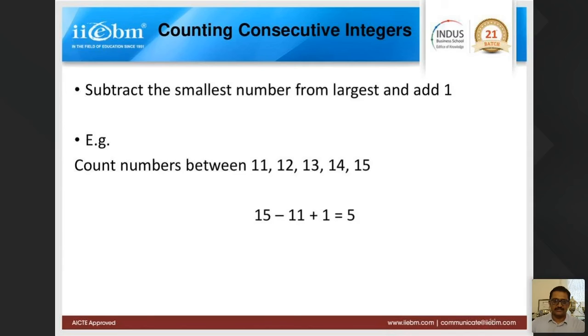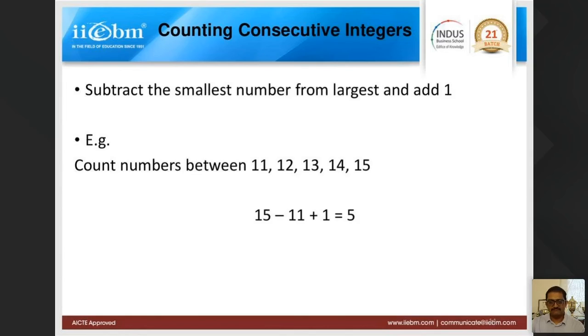So for illustration purpose, we have taken the small example 11, 12, 13, 14, 15. So how we can count these numbers? 15 minus 11 gives me 4, plus we have to add 1, which will give me 4 plus 1 as 5. So there are 5 numbers. How? So 11 is 1, 12 is 2, 13 is 3, 14 is 4, 15 is 5. So it will give me 5 numbers.